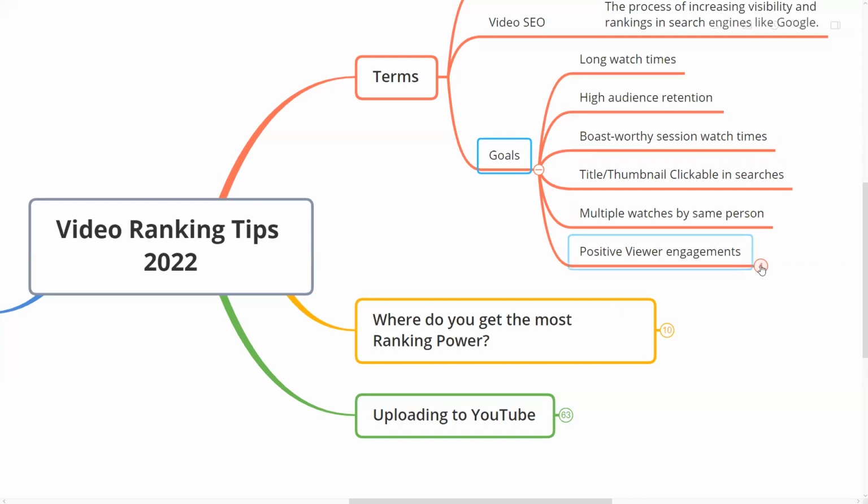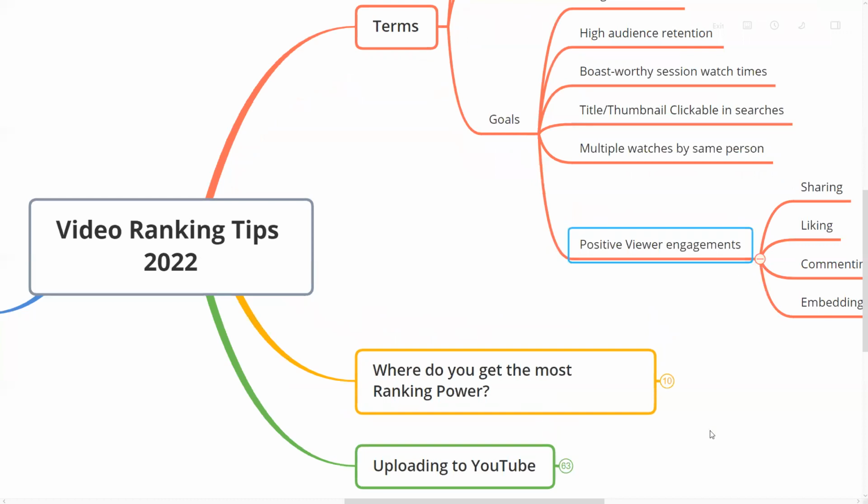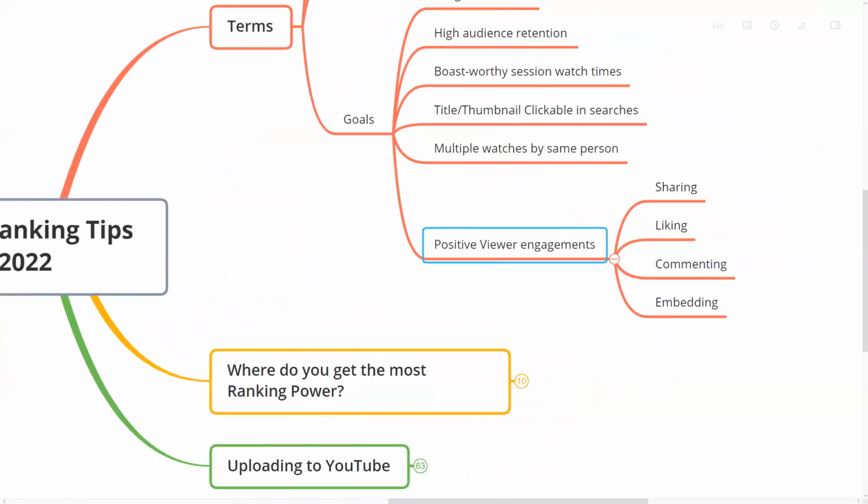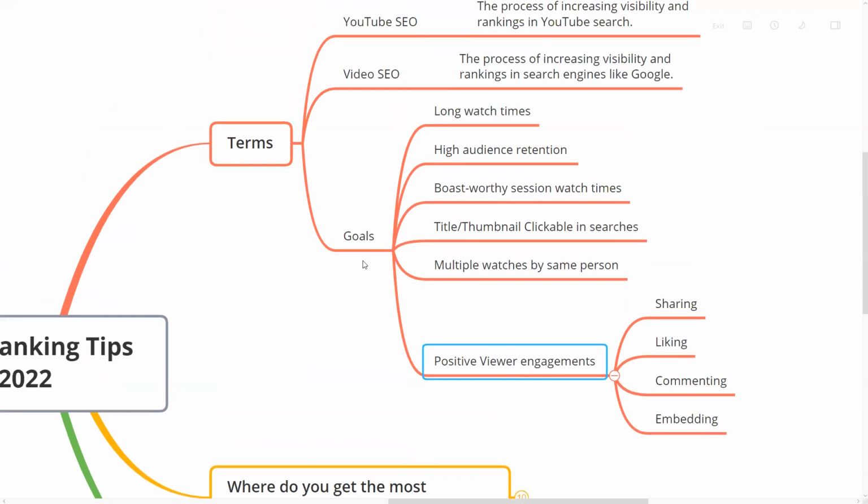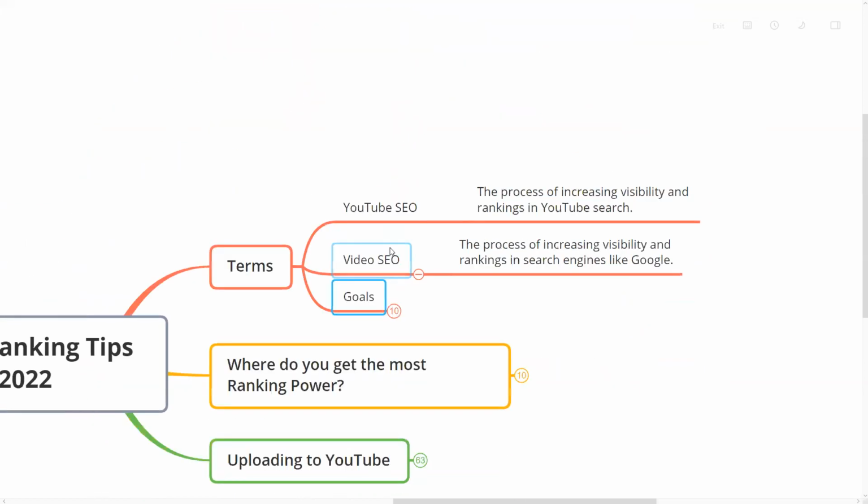And positive viewer engagements. This really helps in your ranking. It helps with your long-term goals of what are you trying to use videos for? You want them sharing, liking, commenting, embedding. You want to encourage them in the video, in the description box, to share your video, to like it, and to comment, and to subscribe to your channel. So these should be the goals of all the videos that you create.